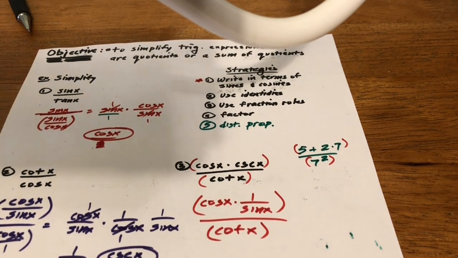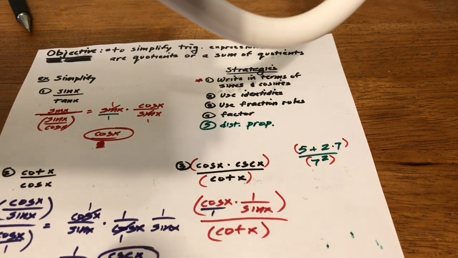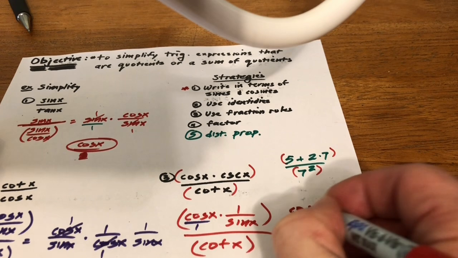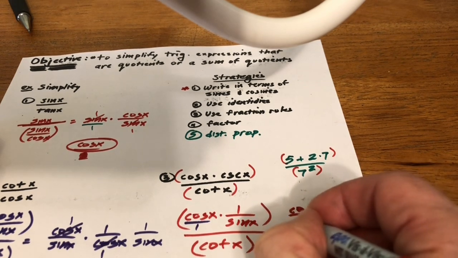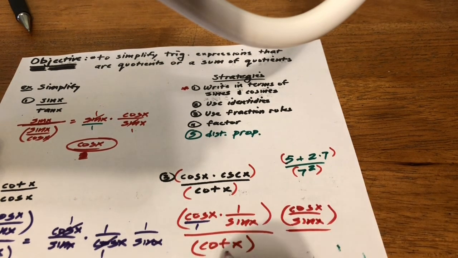Next step, let's go ahead and clean up the numerator. This is cosine over 1. Does anything cancel? No. So let's multiply straight across here. And that's going to end up giving us cosine x over sine x in the numerator. The denominator is cotangent x.